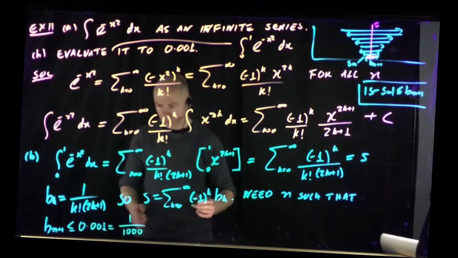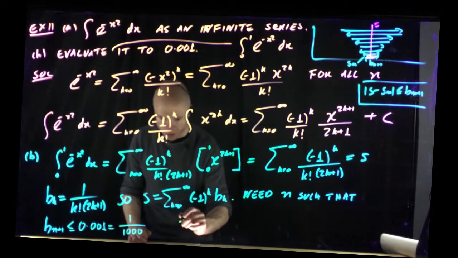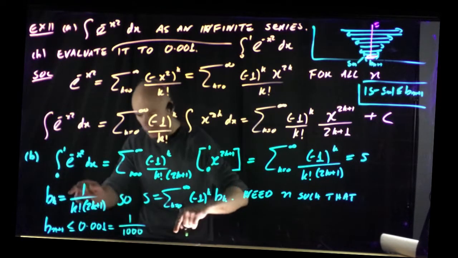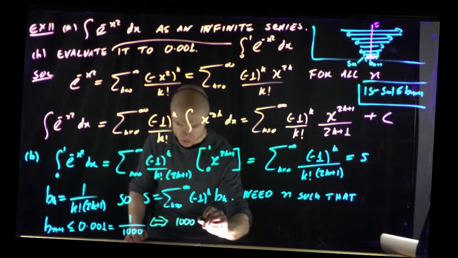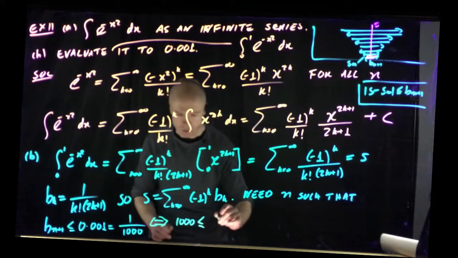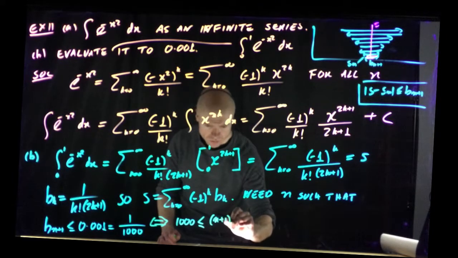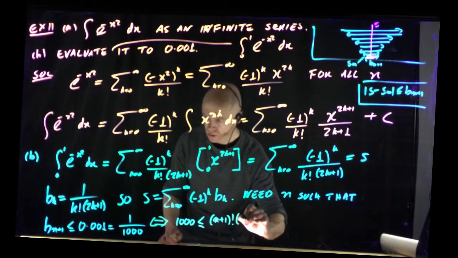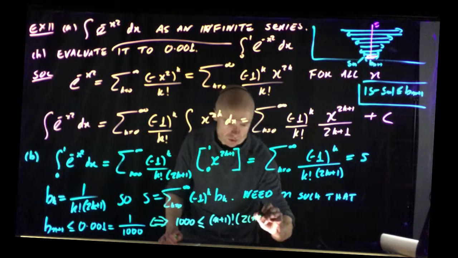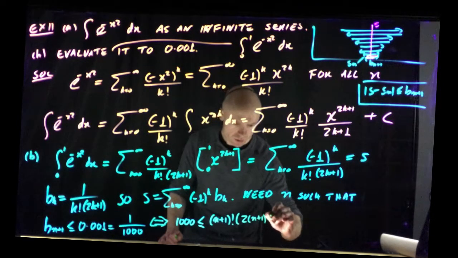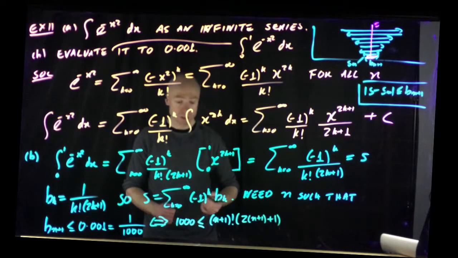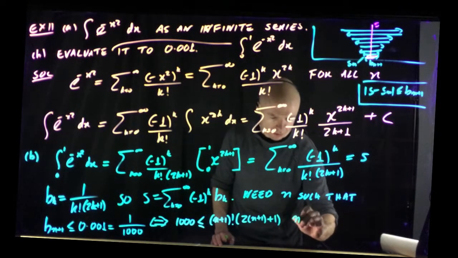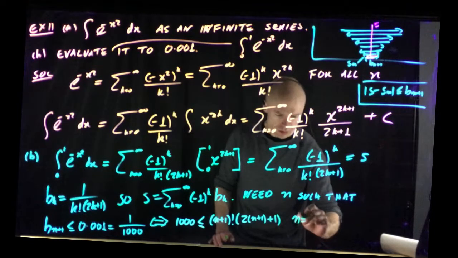Cool. So what is Bn plus 1? If we unwrap that, that's the same as saying that 1,000 is less than or equal to n plus 1 factorial times 2 of n plus 1 plus 1, which would be 2n plus 3, right? And then we just try and figure out what's the smallest n for which that's true. So we do some numerical experiments.